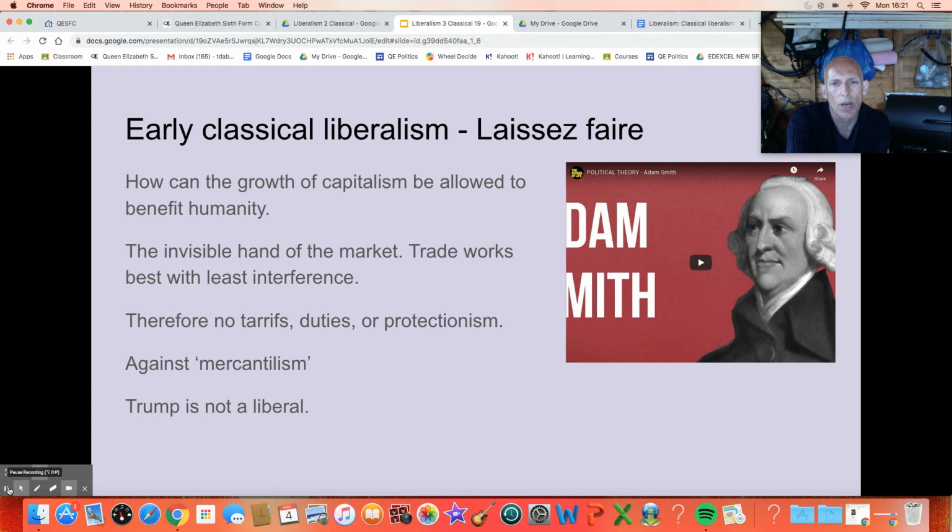Okay, those are your 4 key principles of classical liberalism. And as usual, hopefully that will help you add to your notes on your handout.